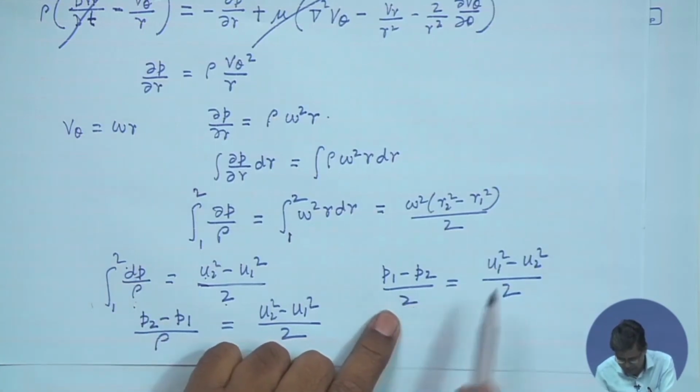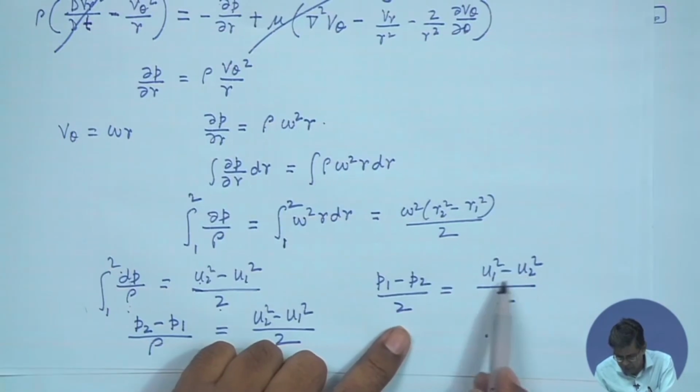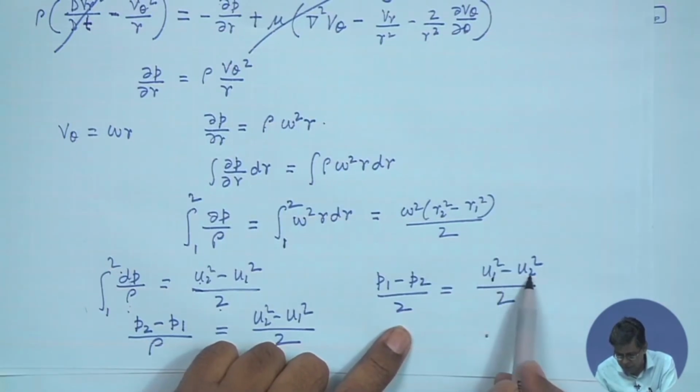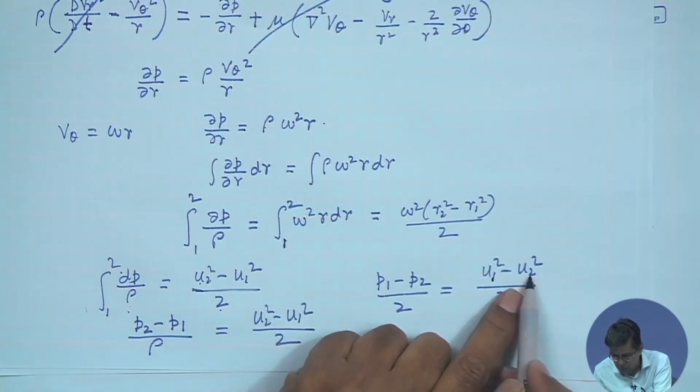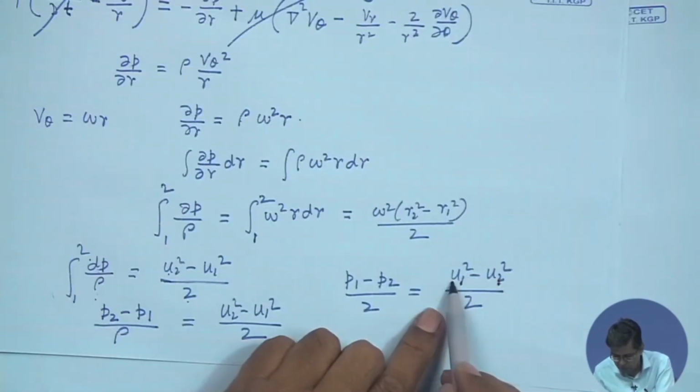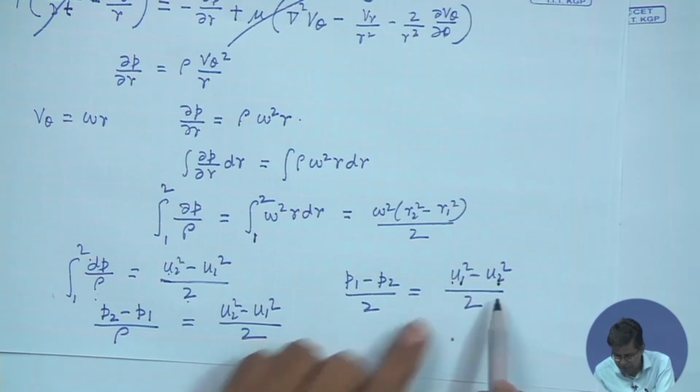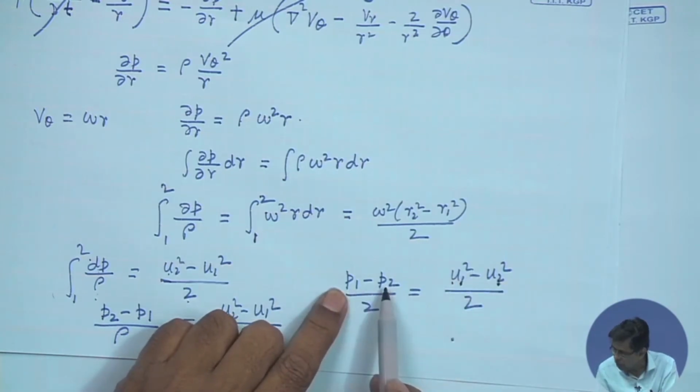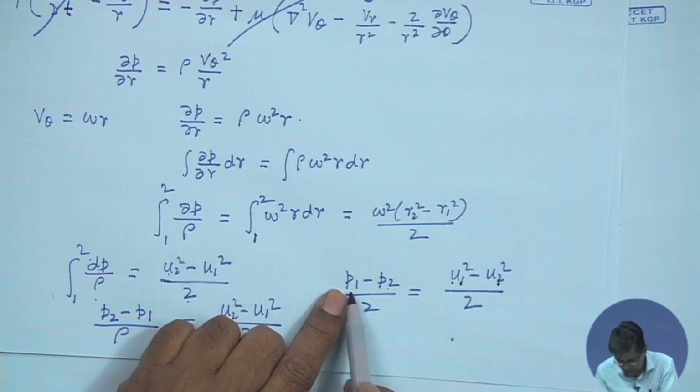Let us consider an incompressible flow, which is easy to understand. If u1 is the inlet and u2 is the outlet, and if 2 is at a higher radial location, then u2 is more than u1. So this is negative. So P1 minus P2 will be negative, that means P2 will be higher than P1.